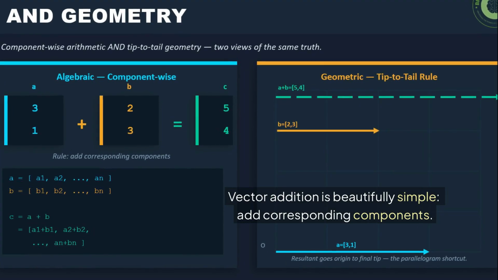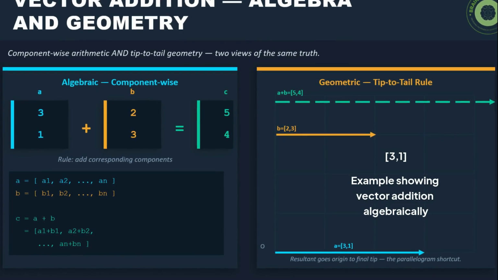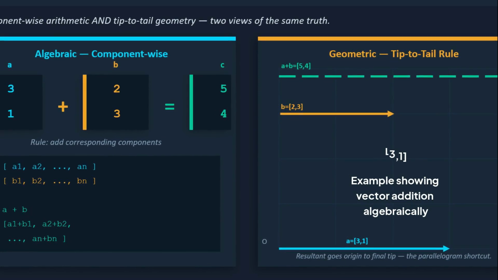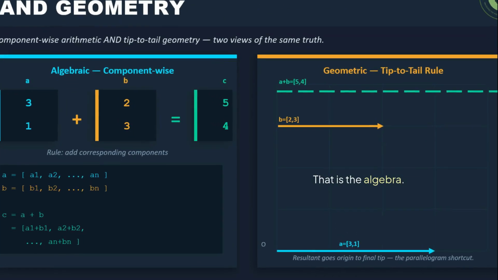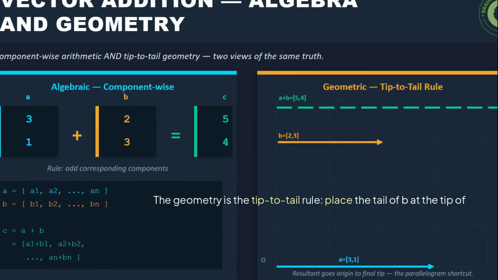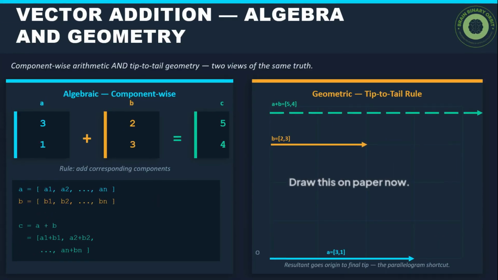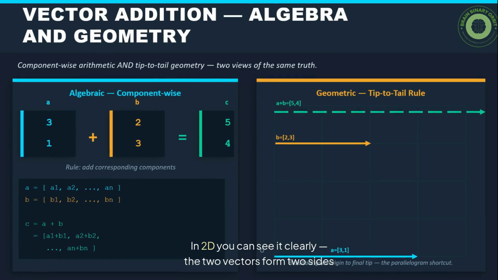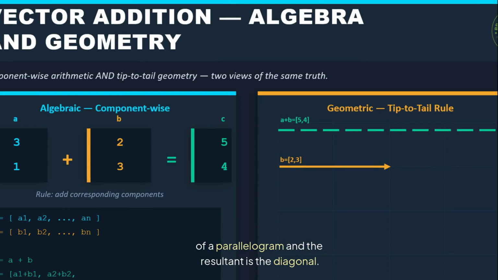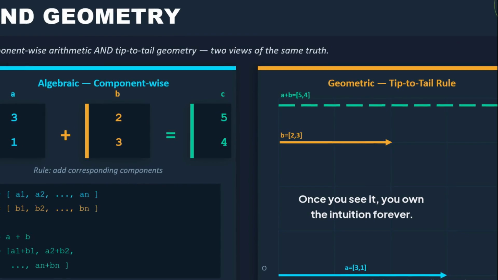Vector addition is beautifully simple. Add corresponding components. If A equals (3, 1) and B equals (2, 3), then A plus B equals (5, 4). That is the algebra. The geometry is the tip-to-tail rule. Place the tail of B at the tip of A, and the resultant goes from the very start to the very end. Draw this on paper now. In 2D you can see it clearly. The two vectors form two sides of a parallelogram and the resultant is the diagonal. Once you see it, you own the intuition forever.